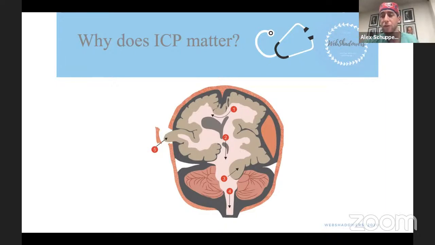And when you have increased pressure, your brainstem can no longer function and you cannot survive. This is why it's important. And this is why we treat high intracranial pressure so aggressively.